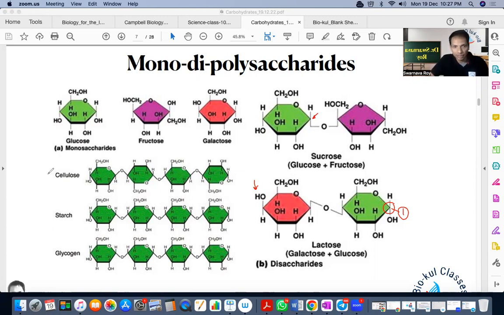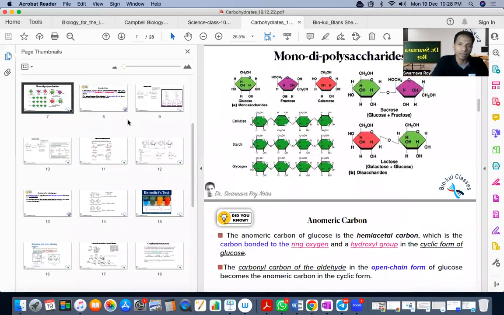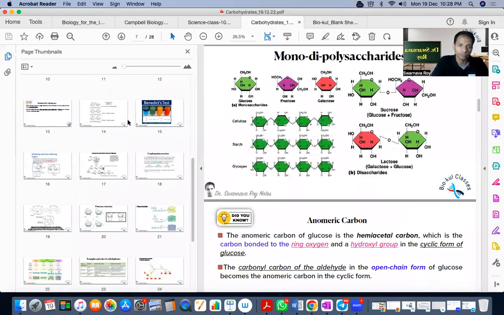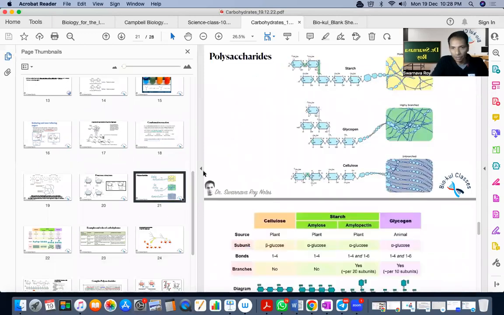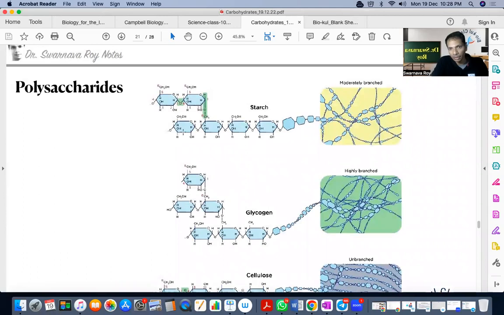And look, these are cellulose, starch, and glycogen, which are the polysaccharides. So now let's look more clearly at how the polysaccharides look. We'll talk about three different kinds of polysaccharide. We have starch. You see how it is bonded by glycosidic bonds. Starch is a polysaccharide made up of many units of glucose.